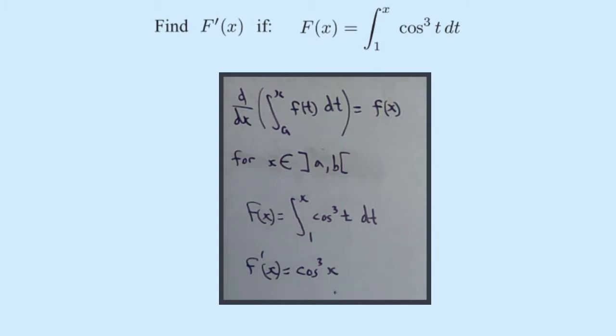Now we could say, well, is this valid? And yes, it is valid, because if you think about the f as in the cos cubed t, well, that's continuous everywhere, because cos t is always continuous. There's never a place where it's undefined. So this is going to be valid on the whole interval.